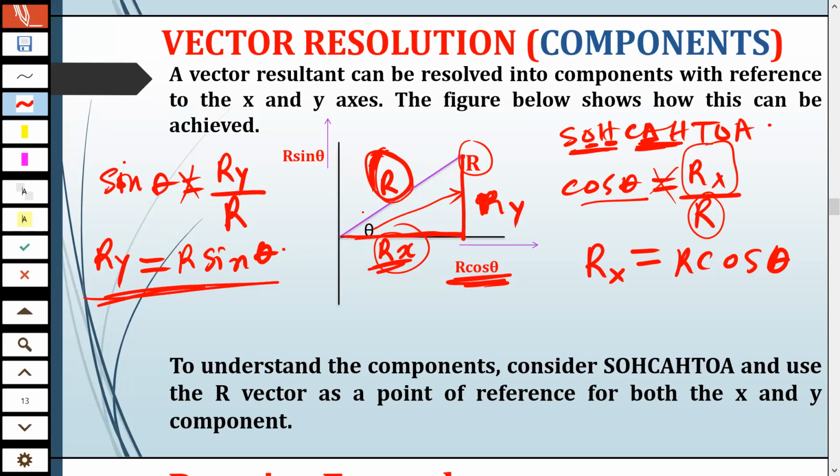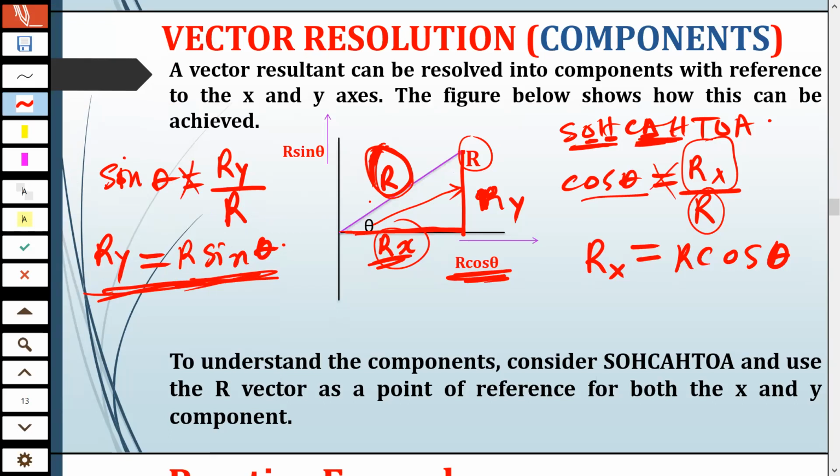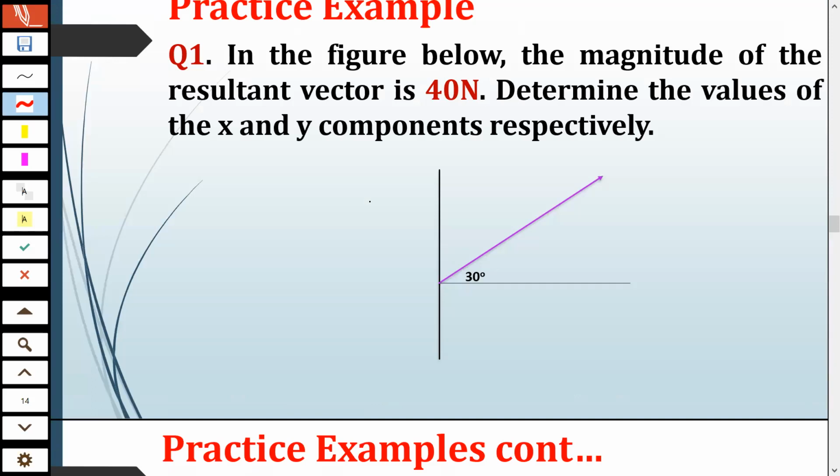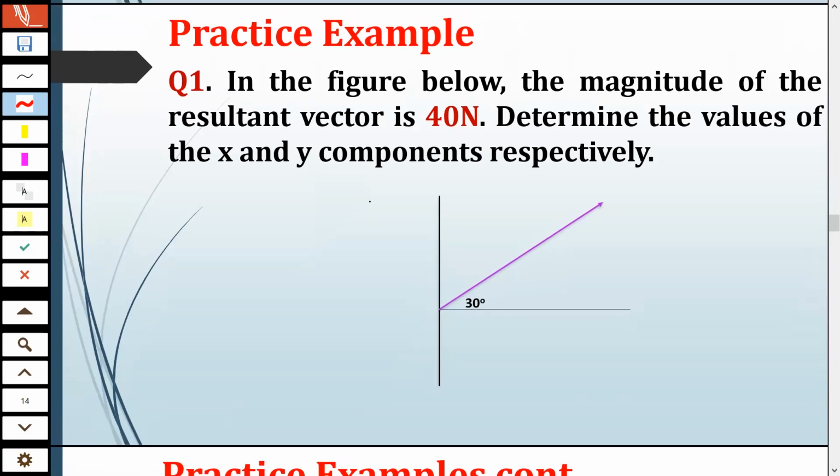And this is what you're going to get as your vector component in the y. Okay, so we proceed. Let's look at this example. So we have been given this force. In the figure below, the magnitude of the resultant vector is 40 newtons. Determine the values of x and y components.